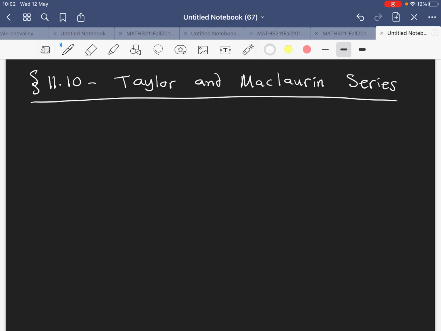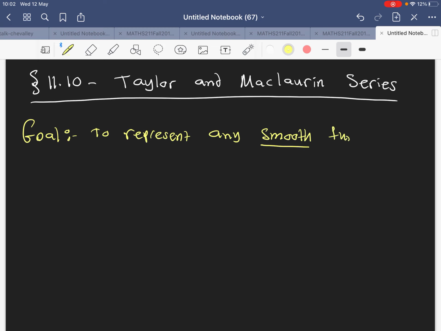Today we will discuss section 10.10, where we will talk about the Taylor and the Maclaurin series. So the goal or the aim of this section is to represent any smooth function, I will explain what I mean by smooth, as a power series. Last time we have seen only the geometric series.